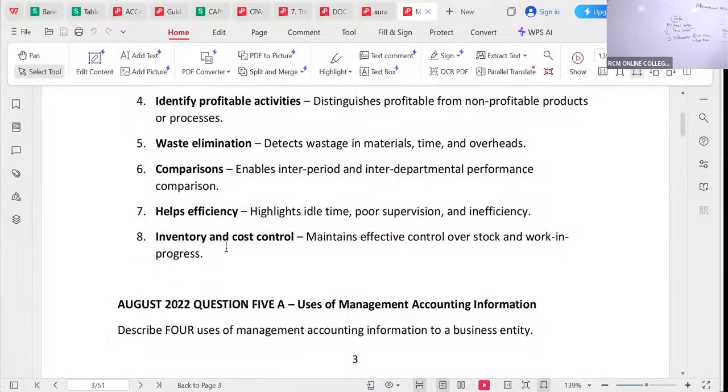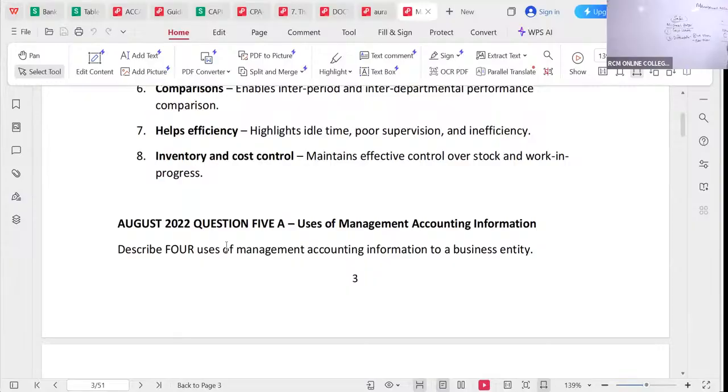August 2022, question number 5A, uses of management accounting information. Without reading, are you able to give me these uses? Planning, controlling, and I will give you another way of remembering this: POC. So we have the functions of management. If I have management accounting, what will I use it for? Planning, organizing. Yes, I'll be able to organize my stuff very well because I know my costs. Controlling, yes. Coordination between departments, yes.